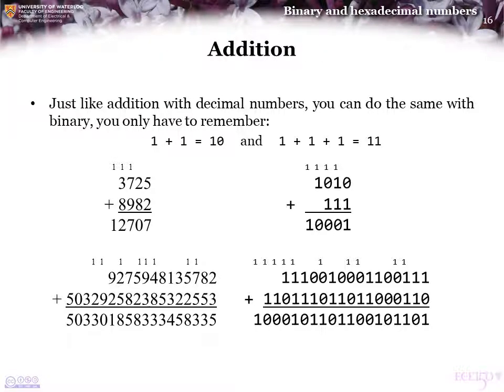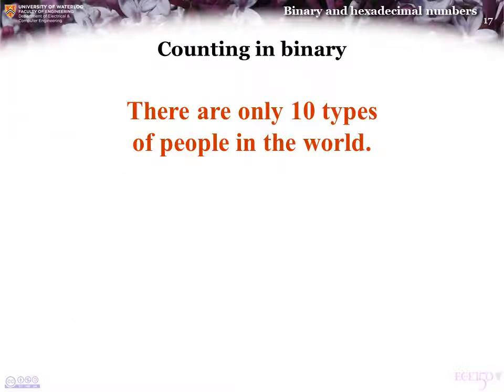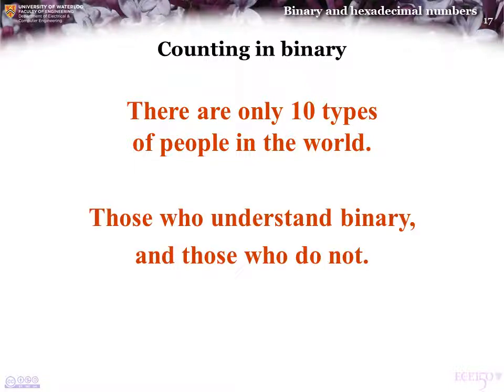Now, just like adding with decimal numbers, you can do the same with binary numbers. Here are some examples that you can try yourself at home. Try adding both of these binary numbers on the right and see whether or not you get the correct answer. Now, there are only 10 types of people in the world. Those who understand binary and those who do not.